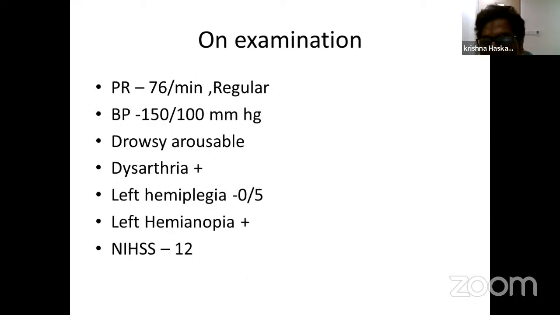So he came to us around 10:30. The pulse rate was around 76 per minute and regular, and blood pressure was 150/100. On examination, he was drowsy but arousable, with dysarthria, left hemiplegia, and left hemianopia, and the NIHSS was around 12 to 13.